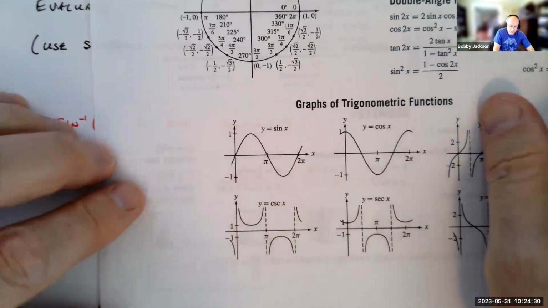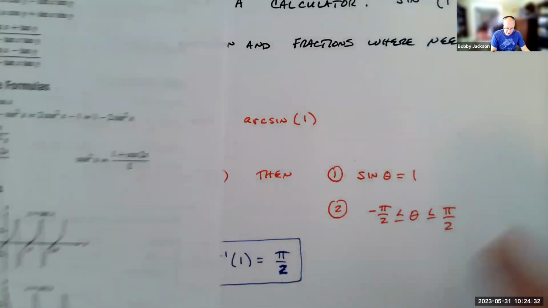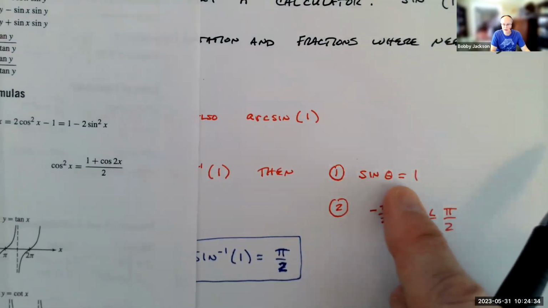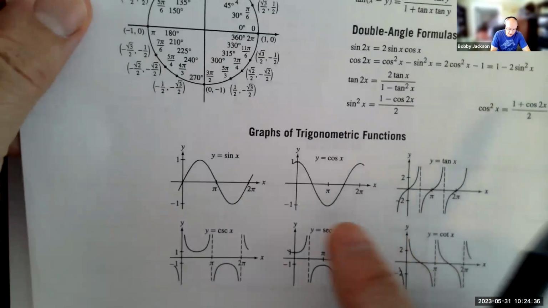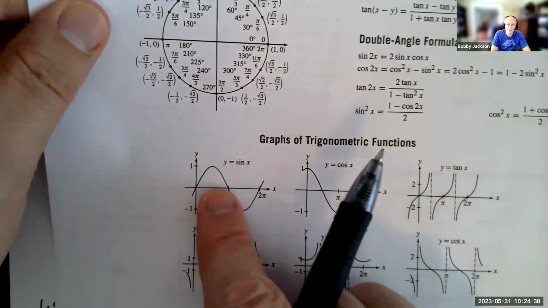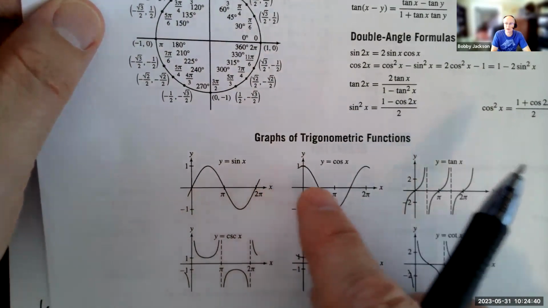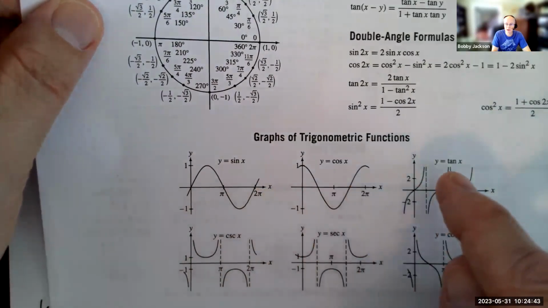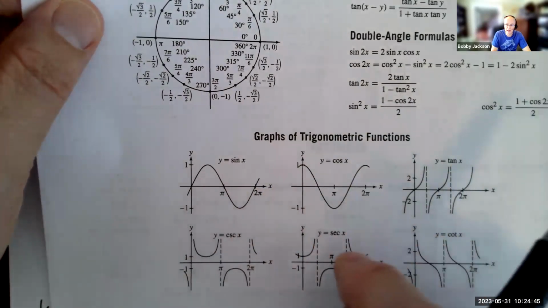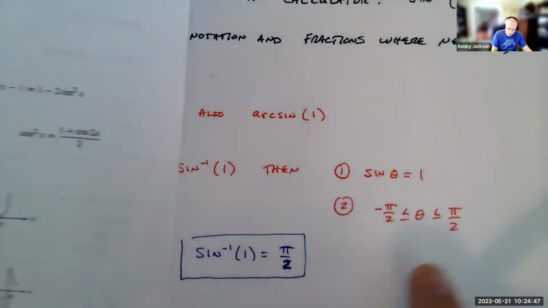So that's important because there are many values of theta where the sine of theta is equal to 1. As I said, it's equal to 1 at pi/2, it's equal to 1 at 5 pi/2, at 9 pi/2, and so on. Every multiple of 2 pi, there's infinitely many, but the one that we want is the one that's in between -pi/2 and pi/2.